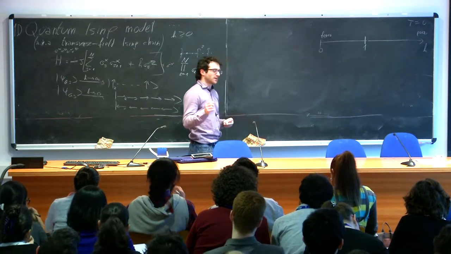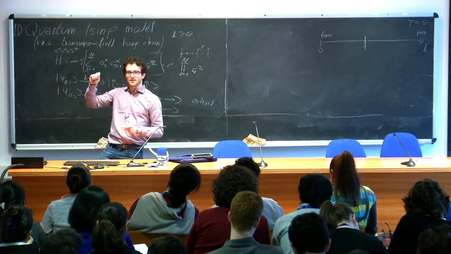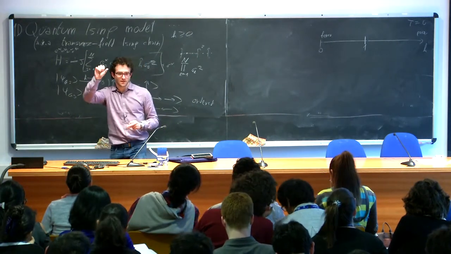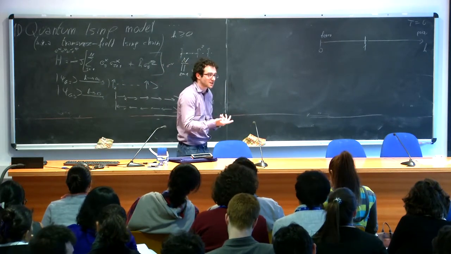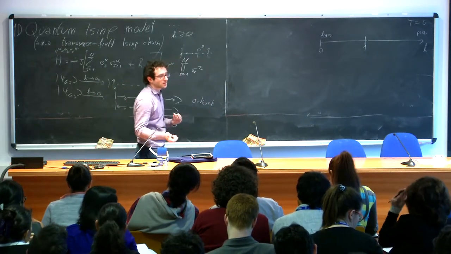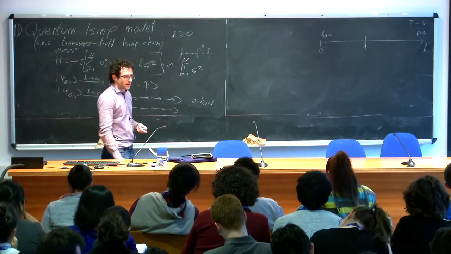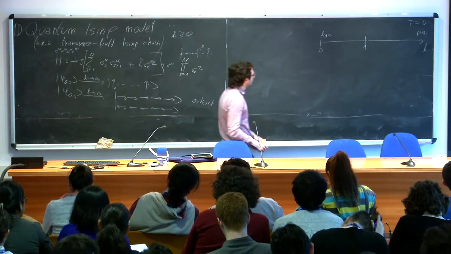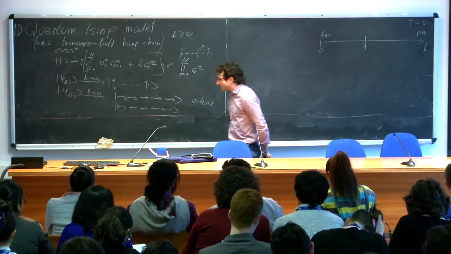What's the idea? In the quantum harmonic chain, we mapped the degrees of freedom X and P into bosons. So we would like to do something similar here. We would like to find a mapping into fermions, as we'll see in a moment. How do we do this? The idea is the following.